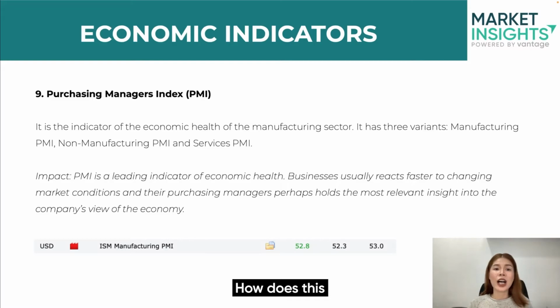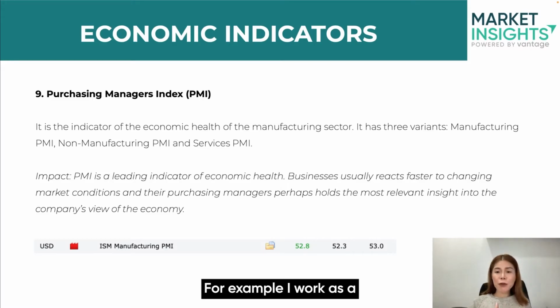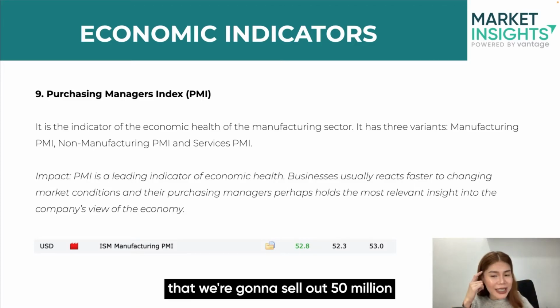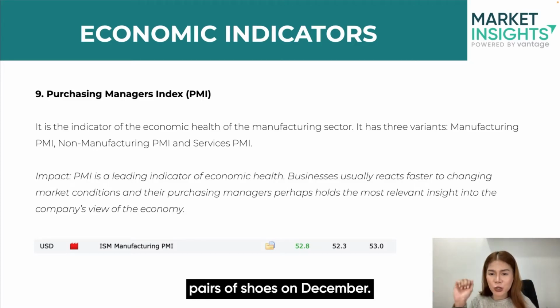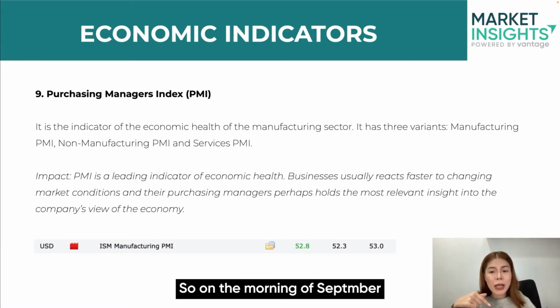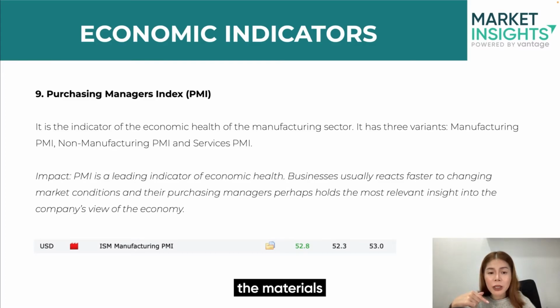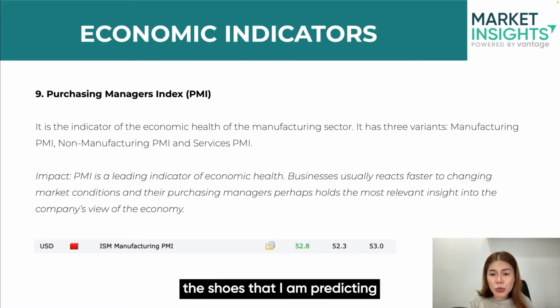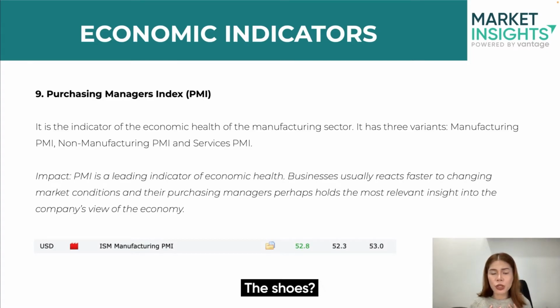How is this indicator calculated? For example, I work as a purchasing manager for a shoe company. So this month is September and I am forecasting that we're gonna sell 50 million pairs of shoes in December. Still in the month of September, I will already be buying the materials, and we should already be producing the shoes that I am predicting we're gonna sell in the month of December. So, have I already sold the shoes? No, not yet.